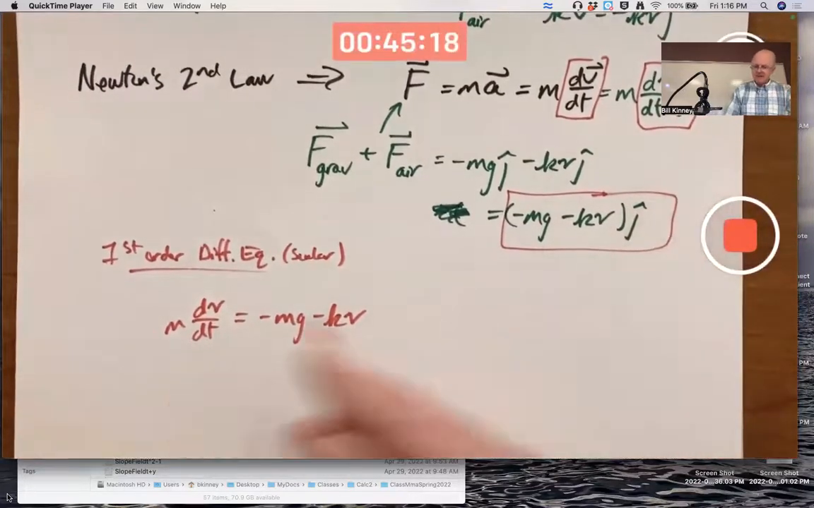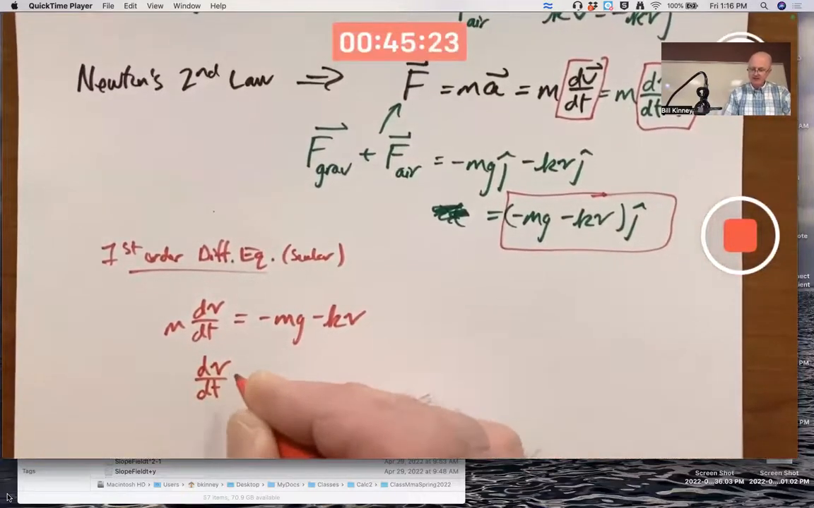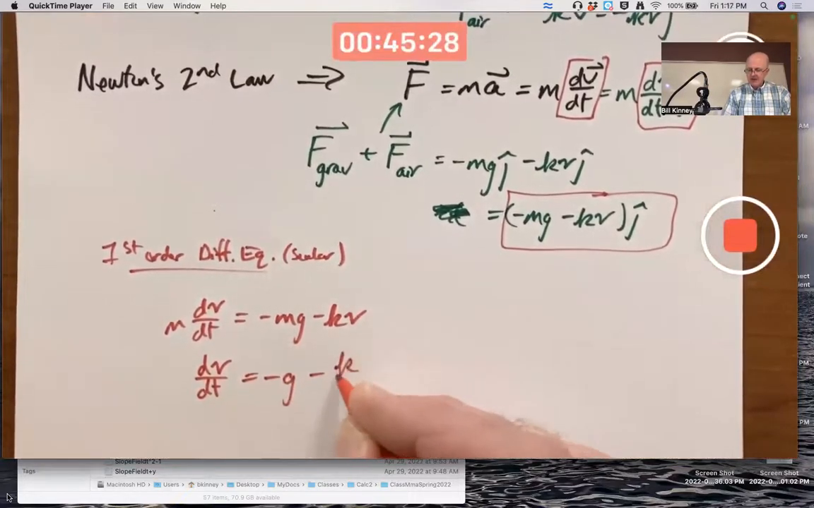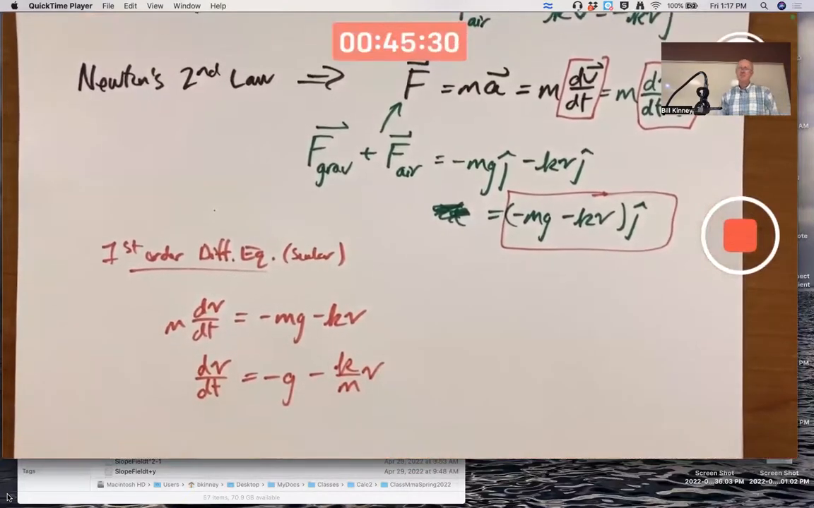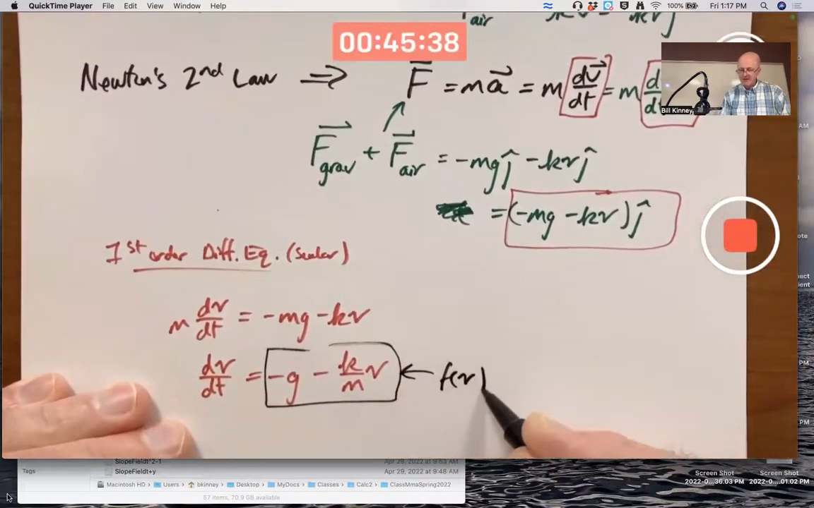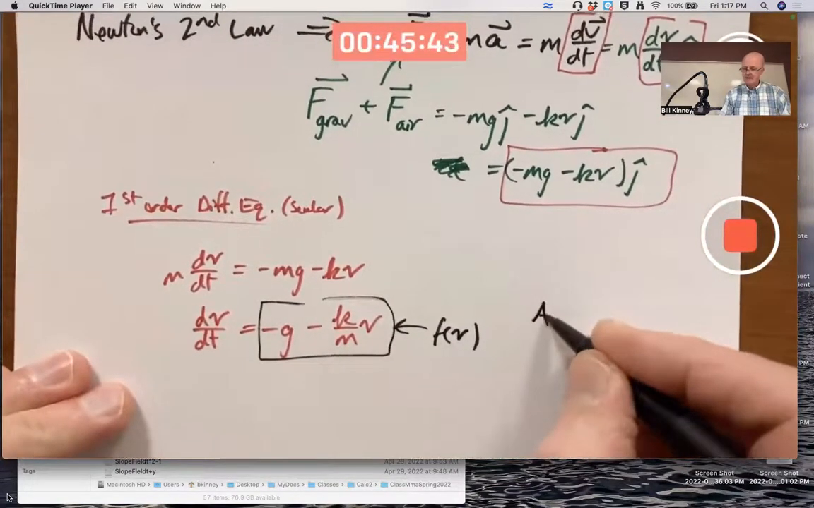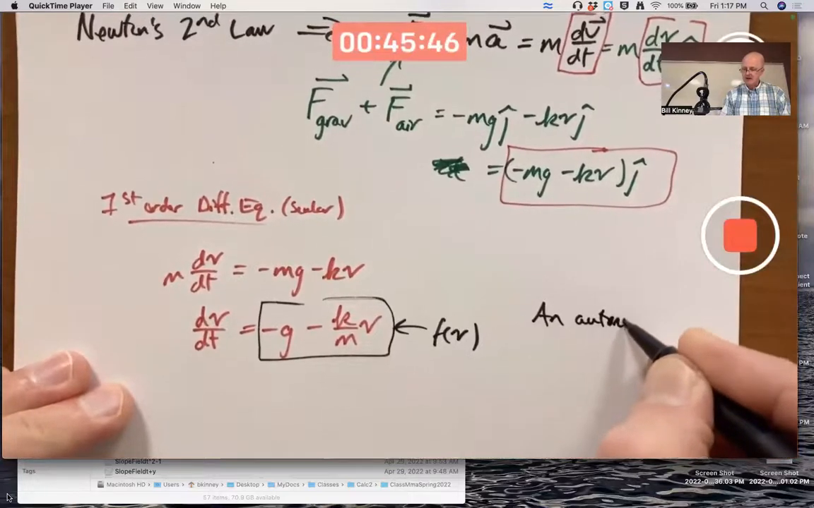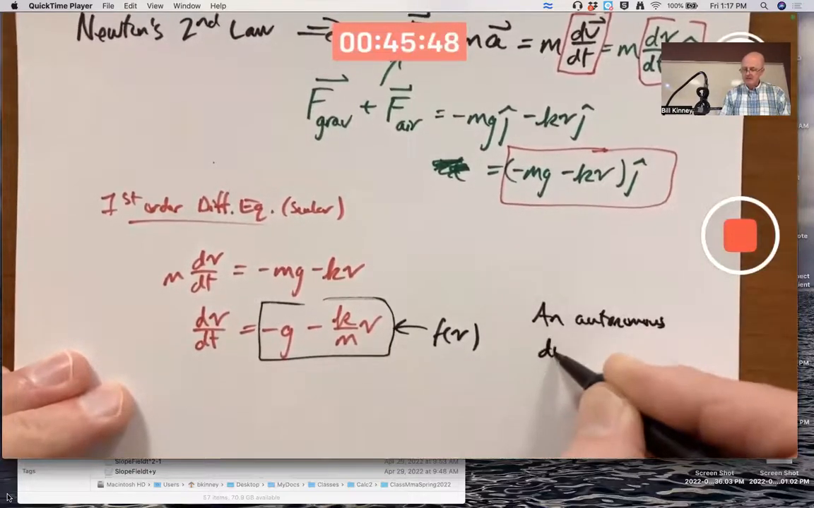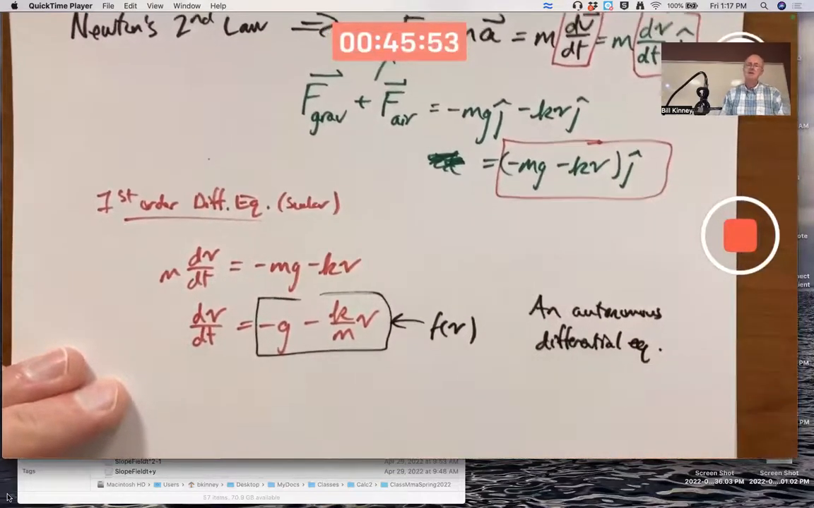More commonly, you would divide both sides by m and write this as the rate of change of cursive v with respect to time equals, here the m's cancel, negative g minus k over m times v. And this is a right-hand side function just of v, no t's. This is an autonomous differential equation. Diffeq.